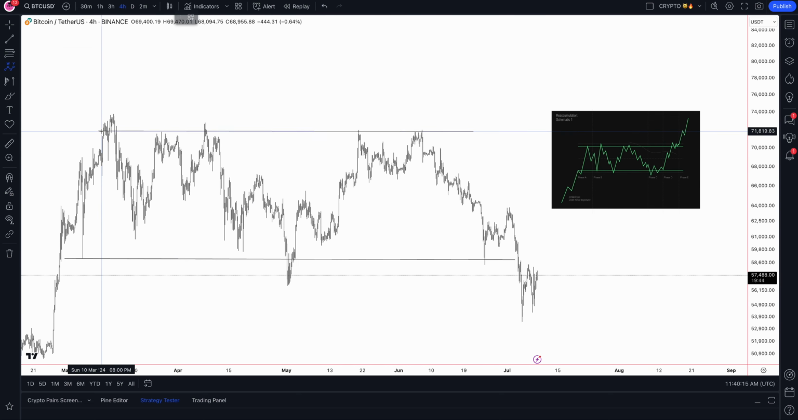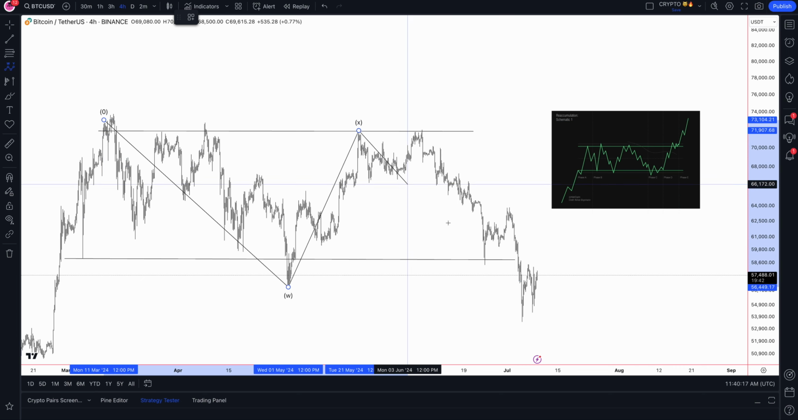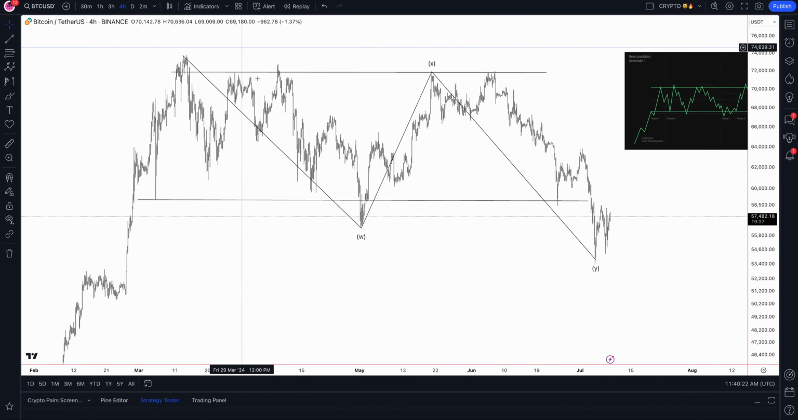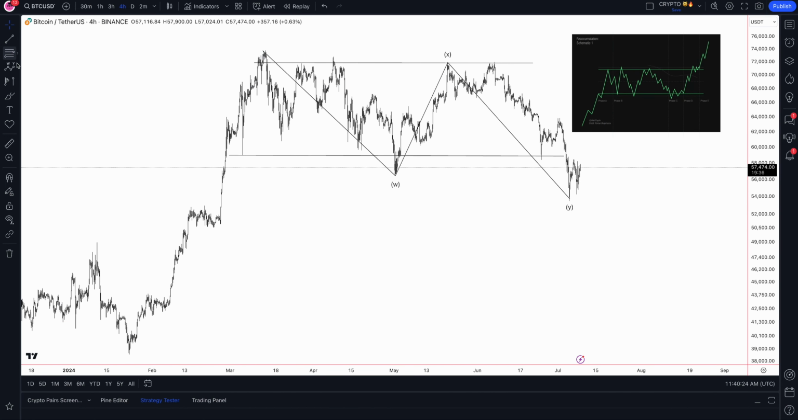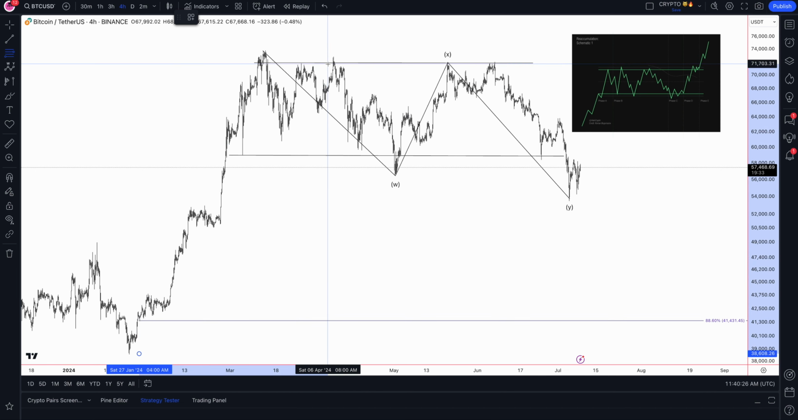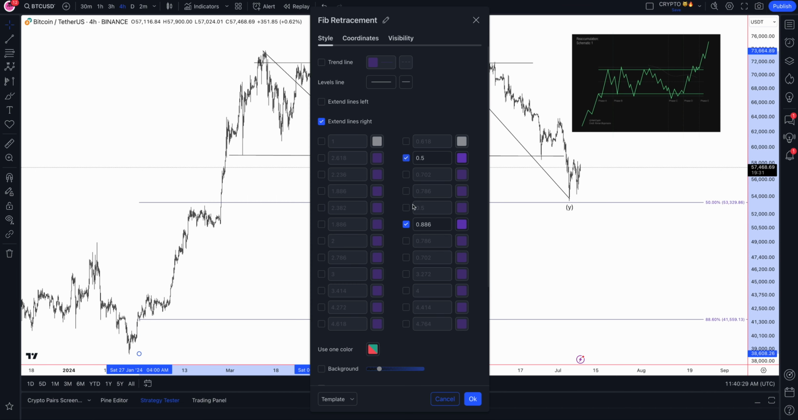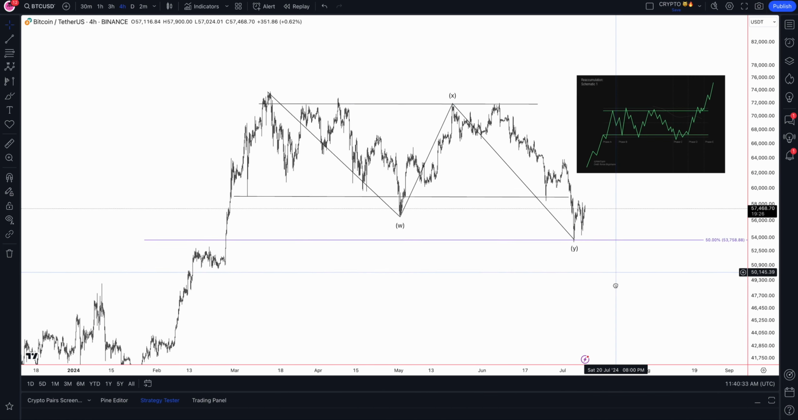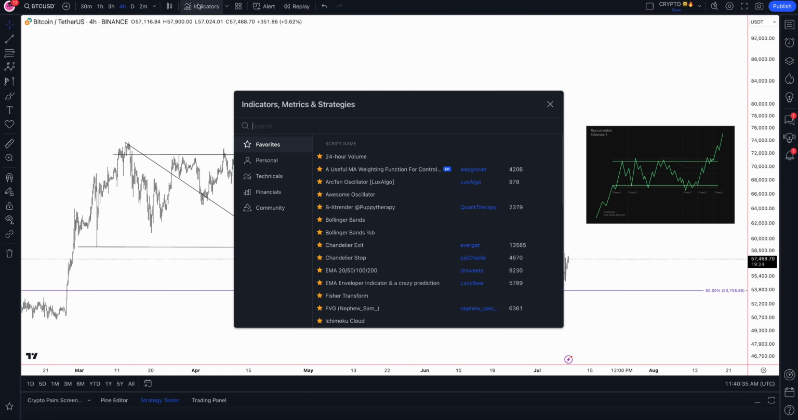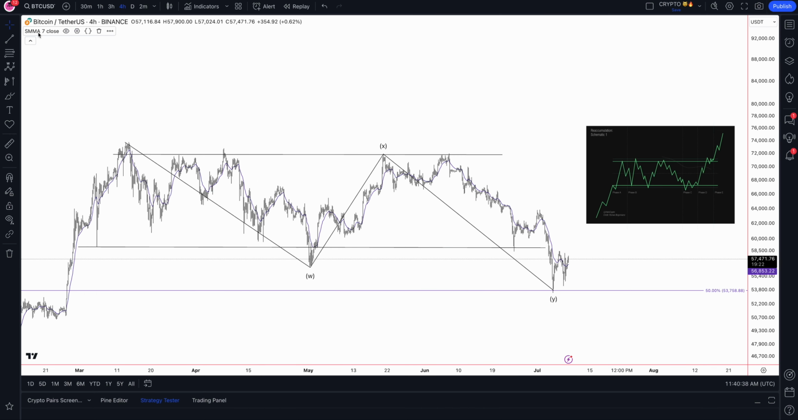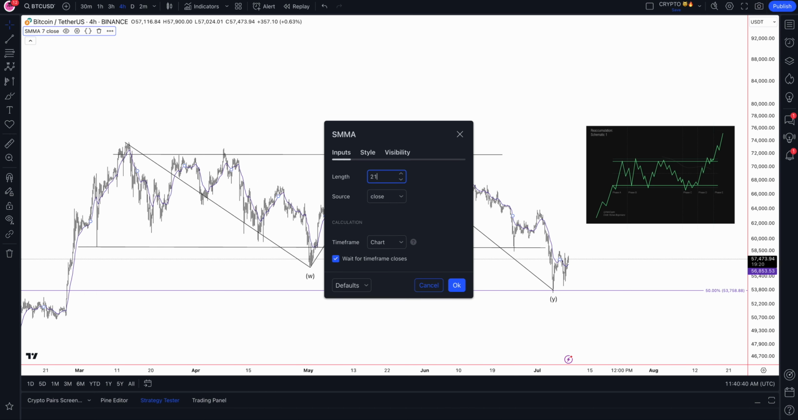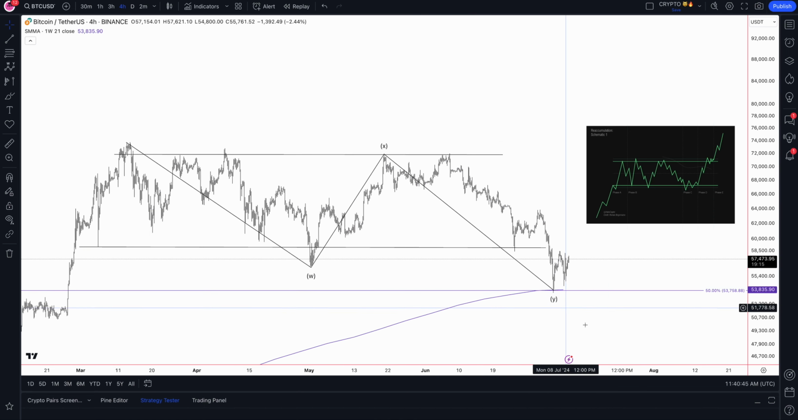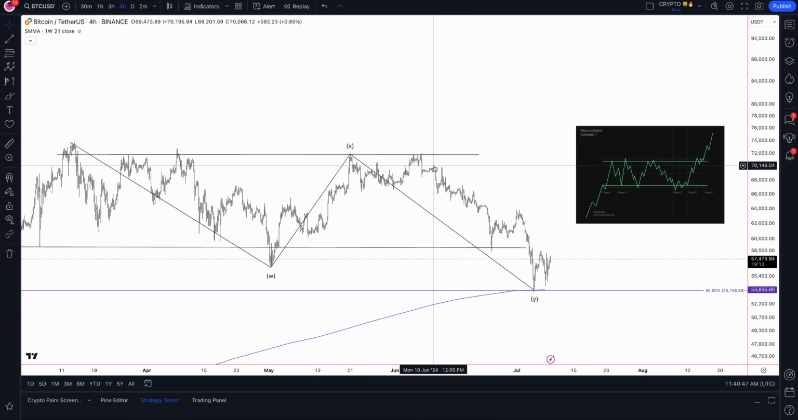We also have a WXY correction. This WXY correction is very significant because we did come down to the macro 50% fib, measured from this last swing low up to this last swing high. As you can see, we did come down to this 50% fib here. We also came down to the 21-week SMA. Okay, so this is the 21-week right over here. You see how we perfectly wicked there?